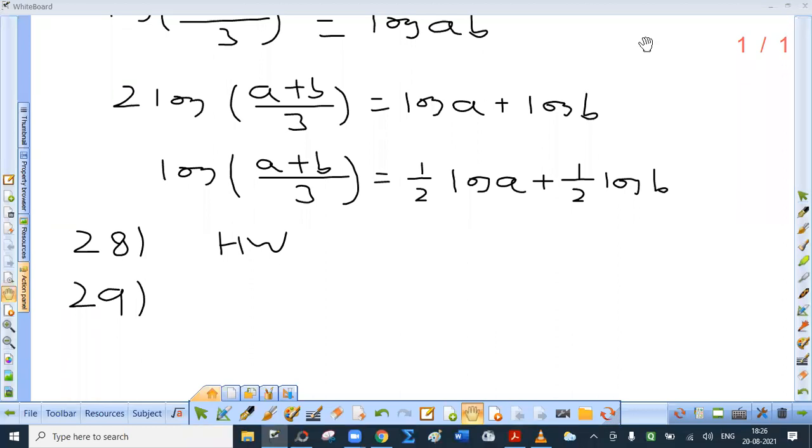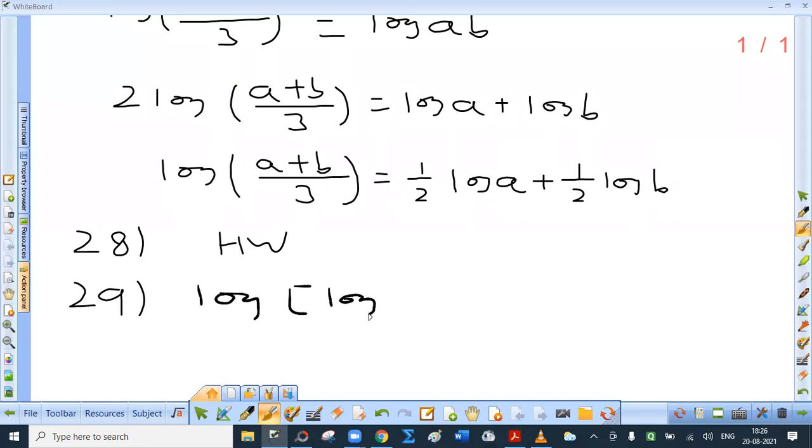Sum number 29. If log of log x to the base 3 to the base 2 to the base 3 is 1, show that x is equal to 6561. Okay, write down.